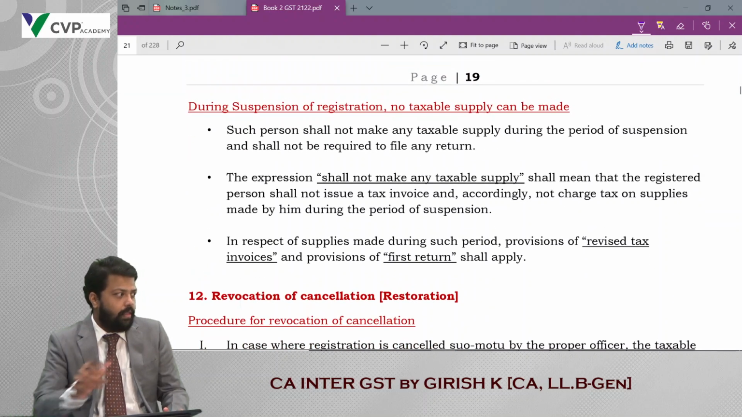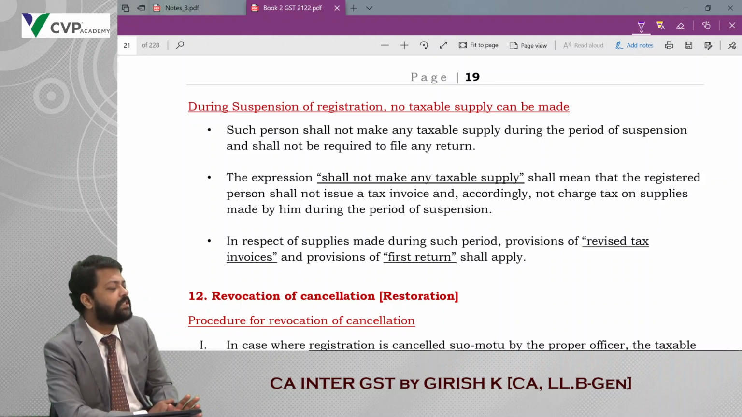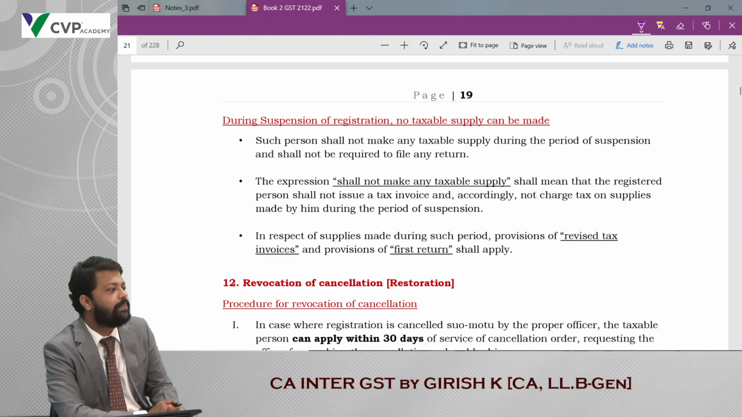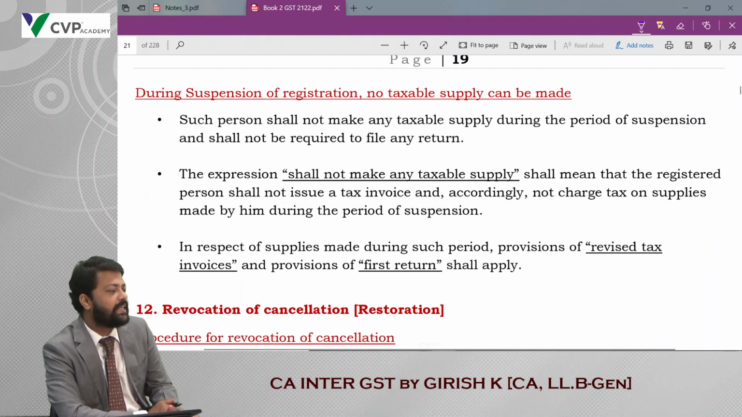During suspension, no taxable supply can be made. Such person shall not make any taxable supply during the period of suspension and shall not be required to file any return. The expression shall not make taxable supply shall mean that the registered person shall not issue a tax invoice. Means he cannot collect the tax on that registration number.